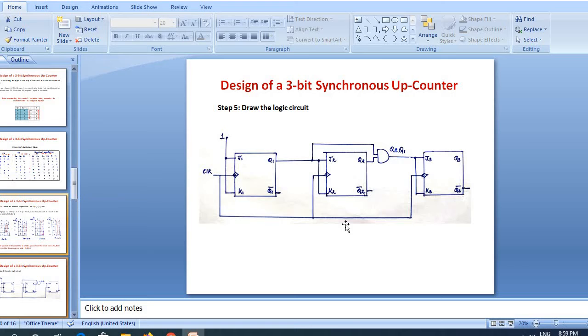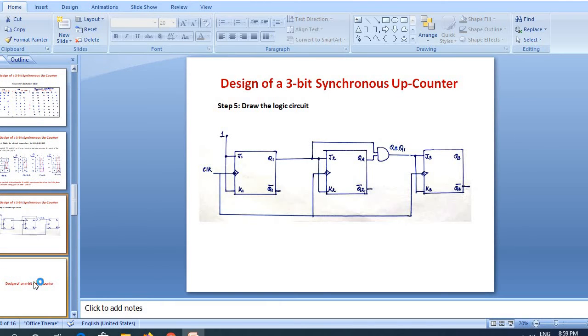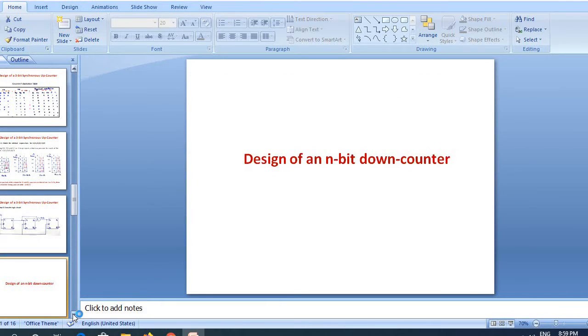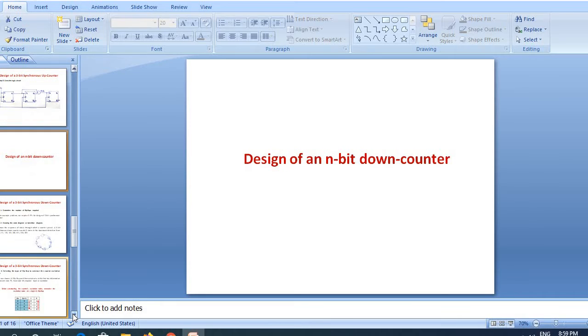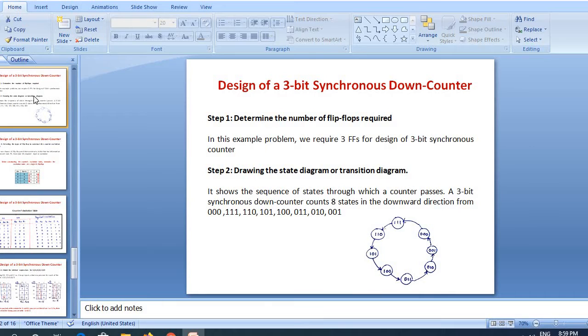Now, since this is over, we'll go to the design of n-bit down counters. So, in the design of any counter, what is the first step? The first step is determining the number of flip-flops required. So, we require 3 flip-flops since it is a 3-bit counter.